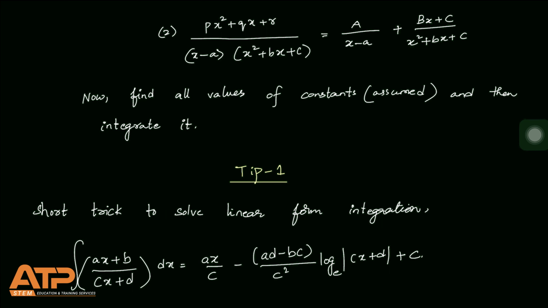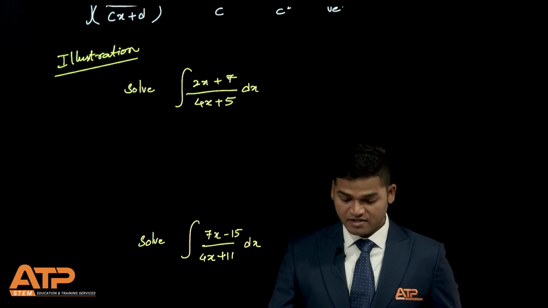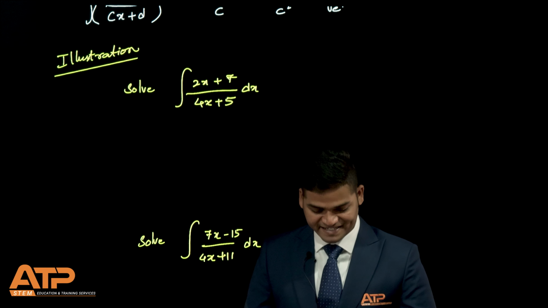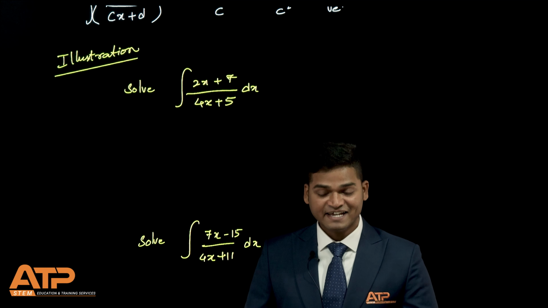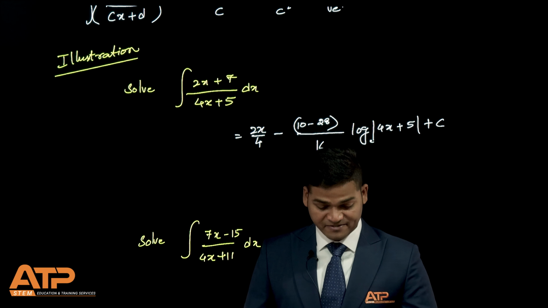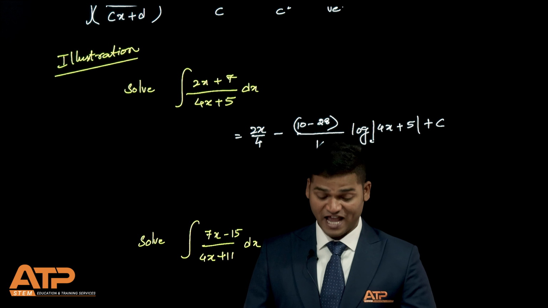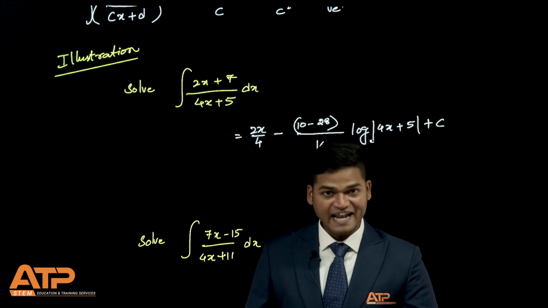When you see integration ax plus b divided by cx plus d dx, you can directly write the result: ax by c minus ad minus bc by c square into log mod of the denominator, that is cx plus d, plus c. So let's see some questions on this one. Let's solve this question. Integration 2x plus 7 divided by 4x plus 5 dx. So we have here a is 2, b is 7, c is 4 and d is 5. So directly substitute in the formula.